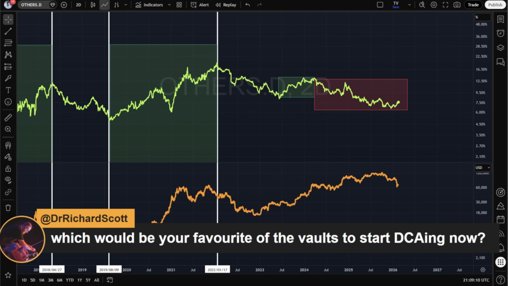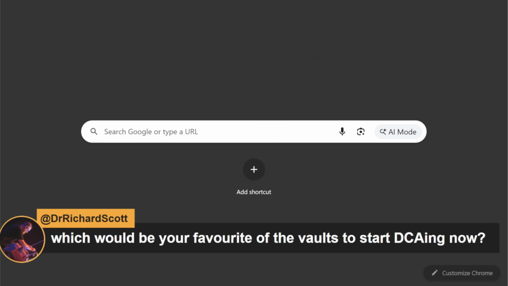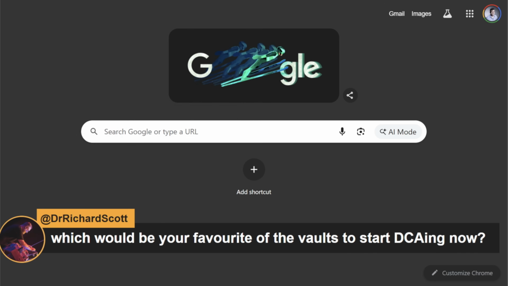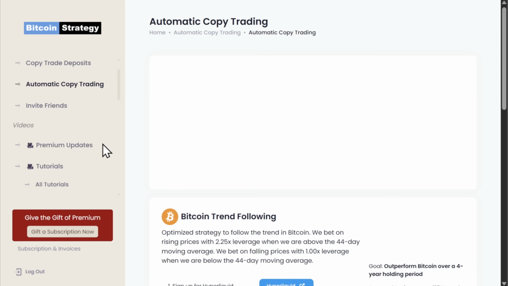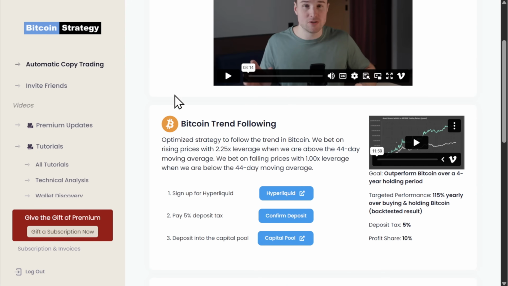There are situations in the market where cash is indeed king. Which would be your favorite vaults for starting to dollar cost averaging now? So that's referring to the copy trading vaults for the premium membership, right? So there's the automatic copy trading, where I share how we follow the trend in Bitcoin, right? The historically best moving averages in Bitcoin.